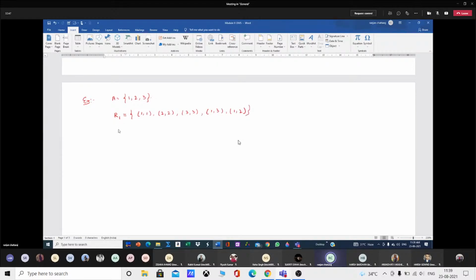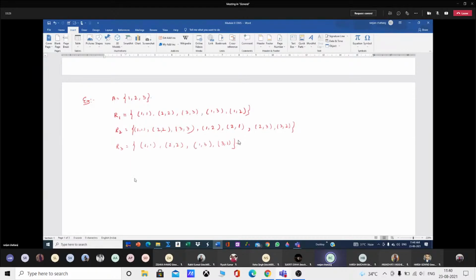The second relation you may take like this: (1,1), (2,2) and (3,3). Next take (1,2), (2,1), (2,3) and (3,2). I'm taking this one. And another is, suppose, (1,1), (1,2), (2,1), (1,3) and (3,1). I'm taking these three.